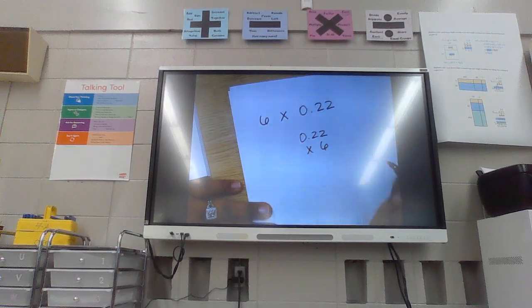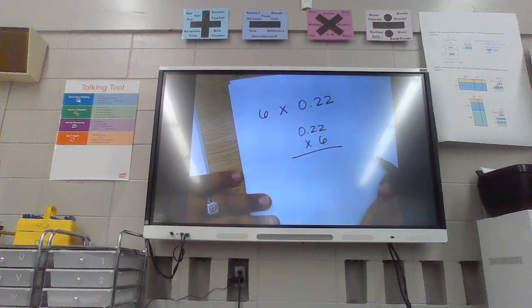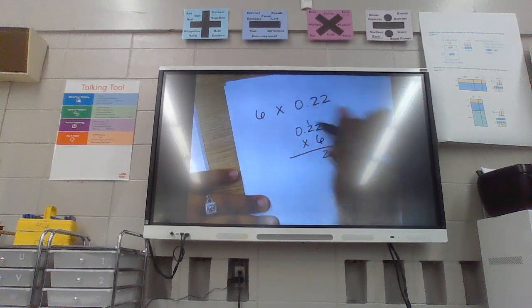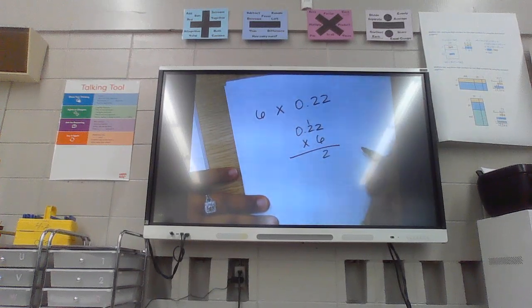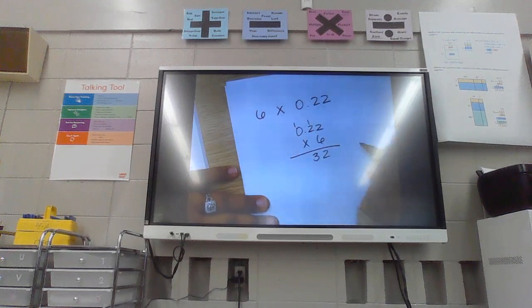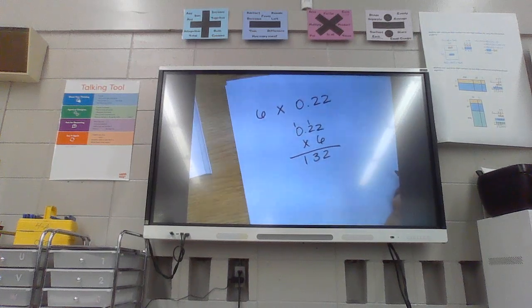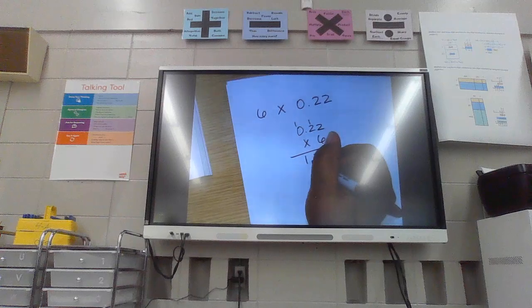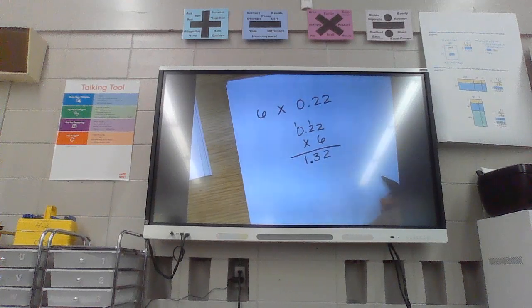Then multiply it out. So 6 times 2 is 12. 2 carry the 1. 6 times 2 is 12 plus 1 more, 13. And then 6 times 0 is 0 plus the 1. So you can tell me, what do you think? Where does our decimal go? After what? The 1 right here. Why do you think it goes there?